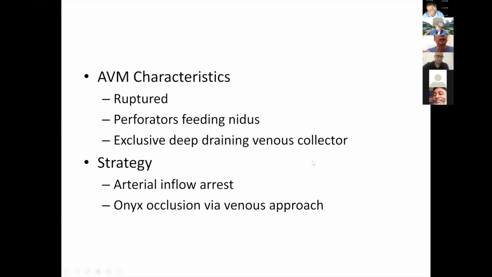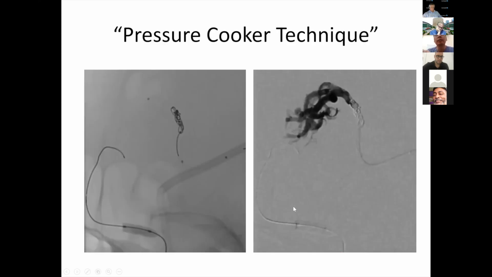So as for the characteristics, it's a ruptured one, with perforators filling the nidus, and the patient has exclusive deep draining vein. So the strategy is quite clear. Under arresting of arterial inflow, I inject Onyx via venous approach like that.